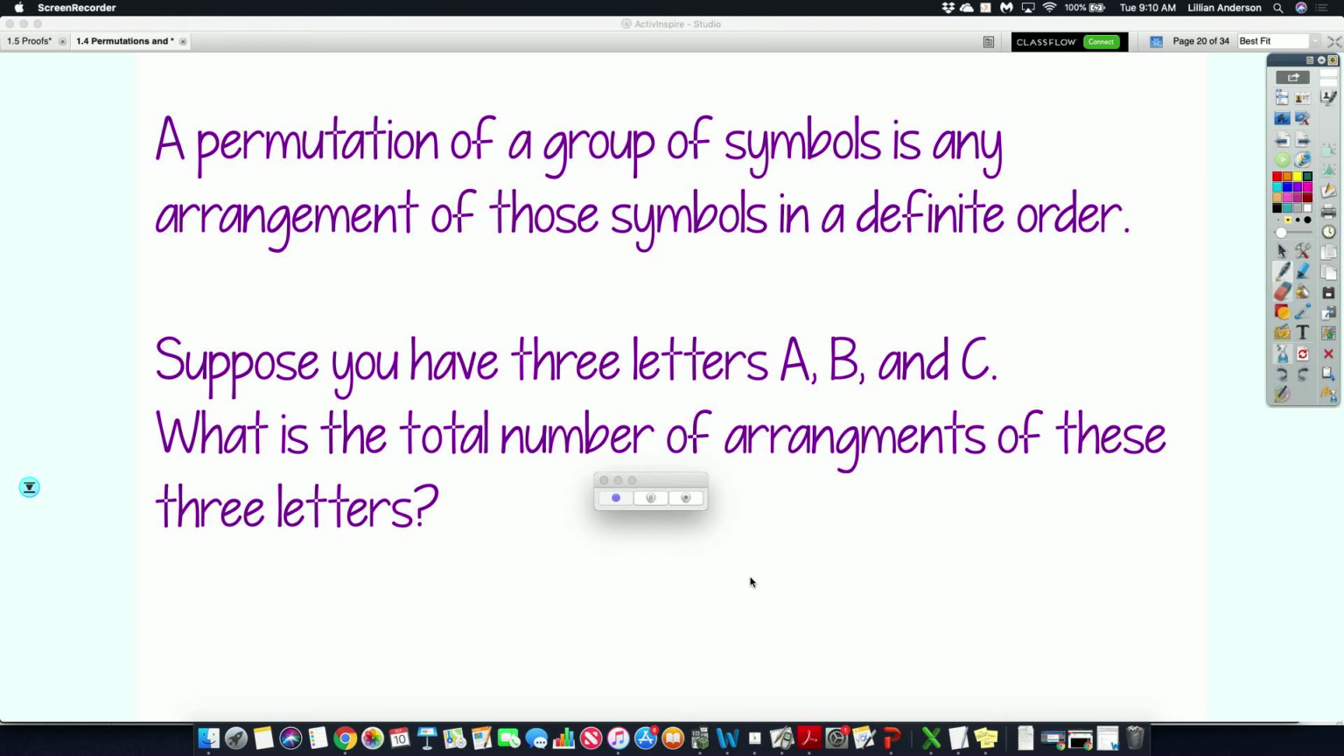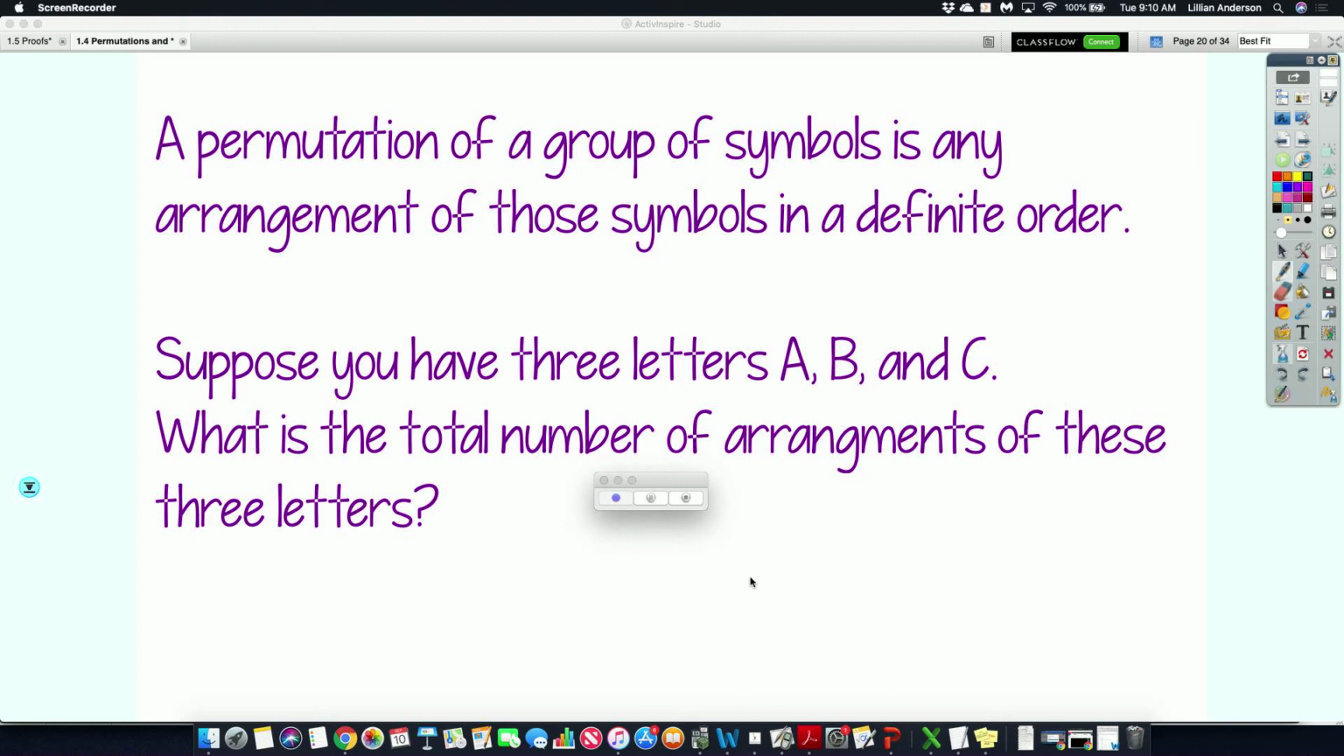A permutation of a group of symbols is any arrangement of those symbols in a definite order. Now those symbols can be anything from people to letters to cars to anything. So don't think symbols is like X and Y. No, I'm talking about literally anything. Okay? But they're the arrangement of those items in a definite order.